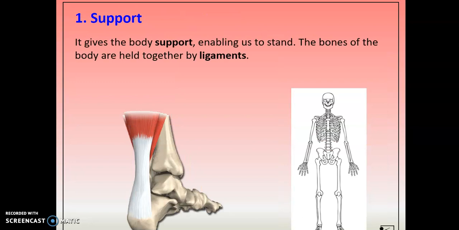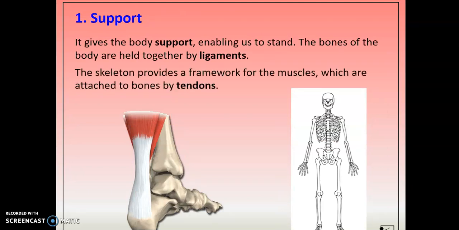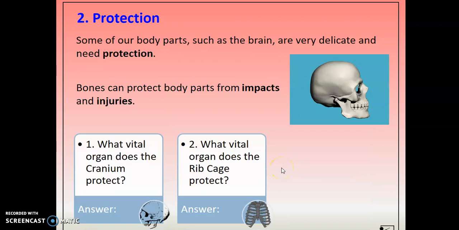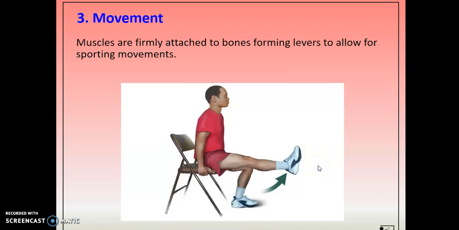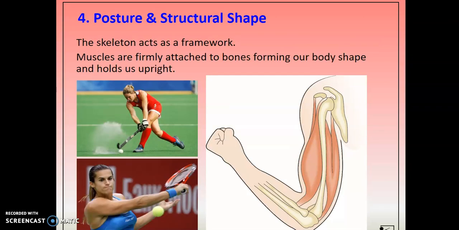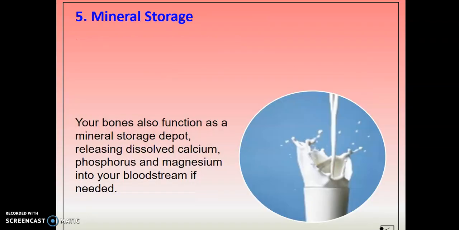I'll just quickly go through. So support, ligaments hold the skeleton together, so connect them all here. You can see a ligament here, a tendon and a ligament here. This is the muscle that's attached to the bone. And protection, so the cranium, reduce your chance of injury, very important. Muscles pull on the bones like levers. Posture and shape, it's really important. Keep our body shape. We don't want to just be a pile of bones or a big jelly mass.